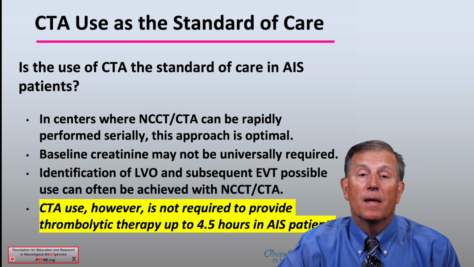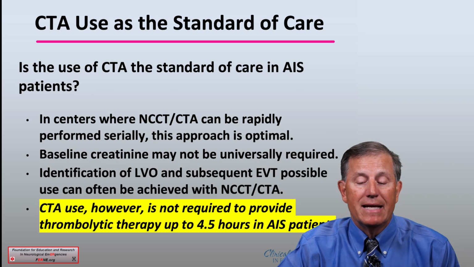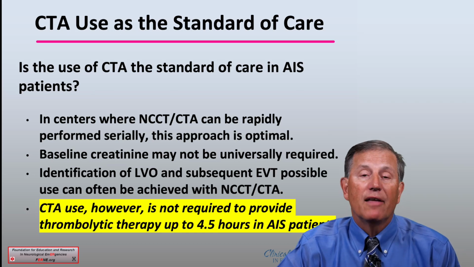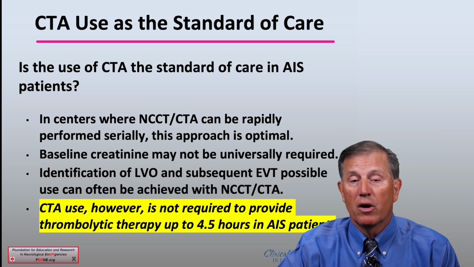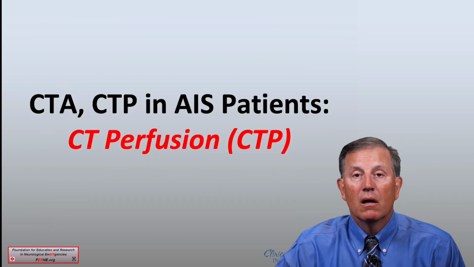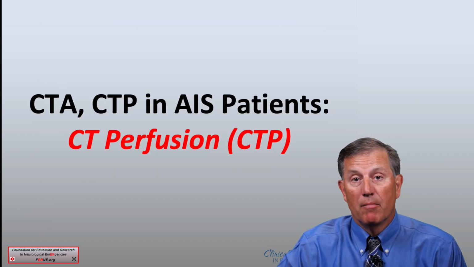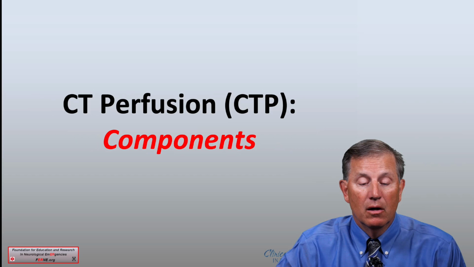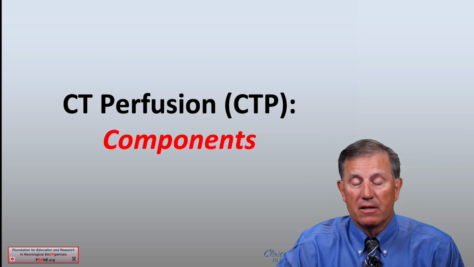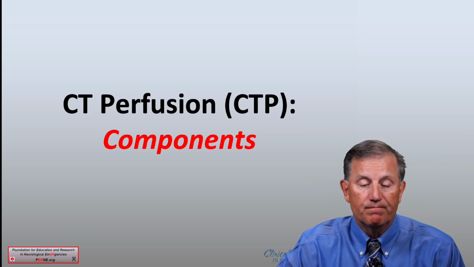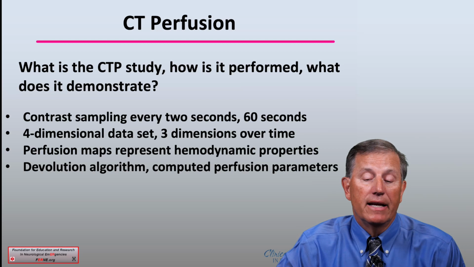But remember, CTA use, however, is not required to provide thrombolytic therapy up to 4.5 hours in acute ischemic stroke patients. Next, when considering multimodal CT testing, we need to consider the use of CT perfusion or CTP. What are the components of CT perfusion? What is this study? How is it performed?